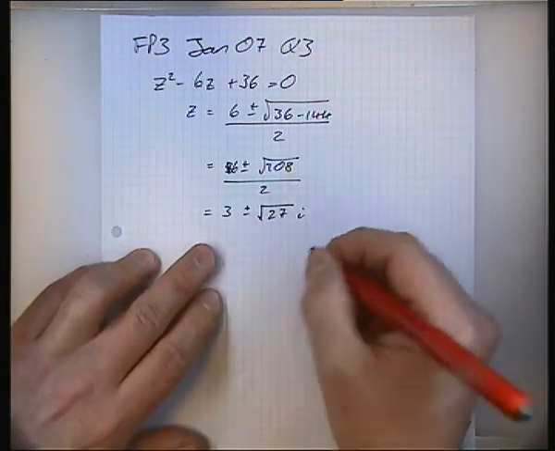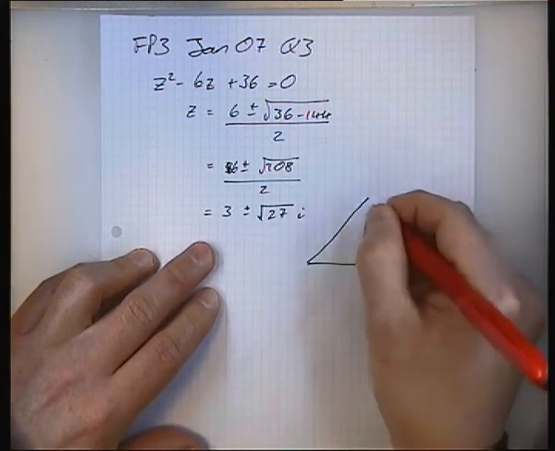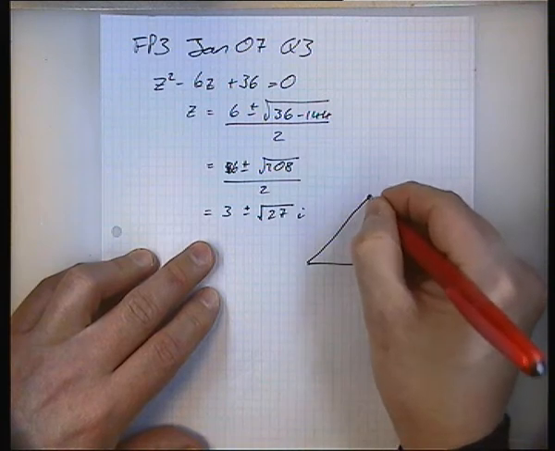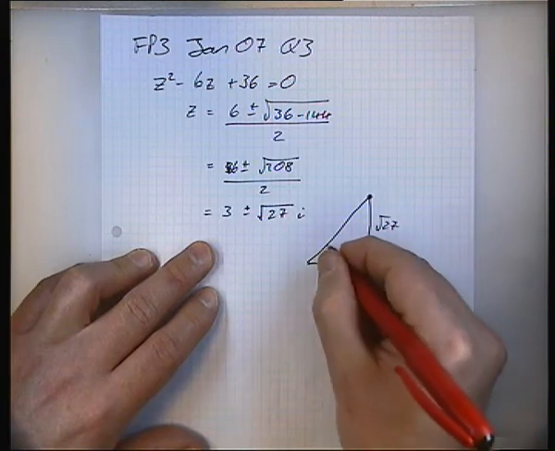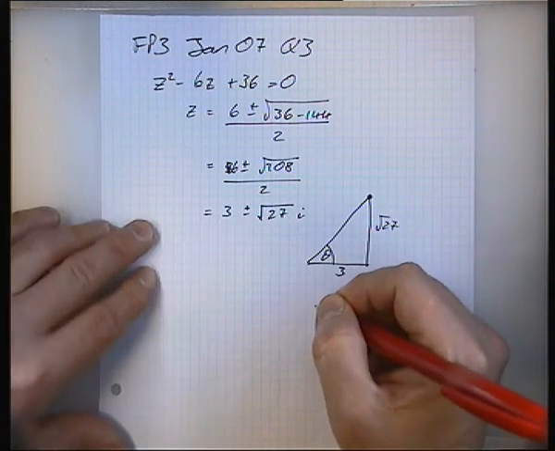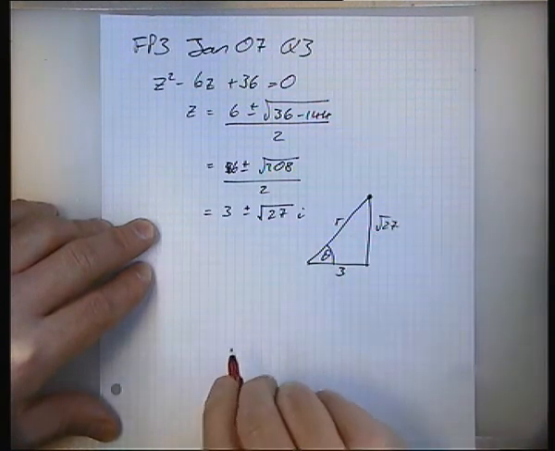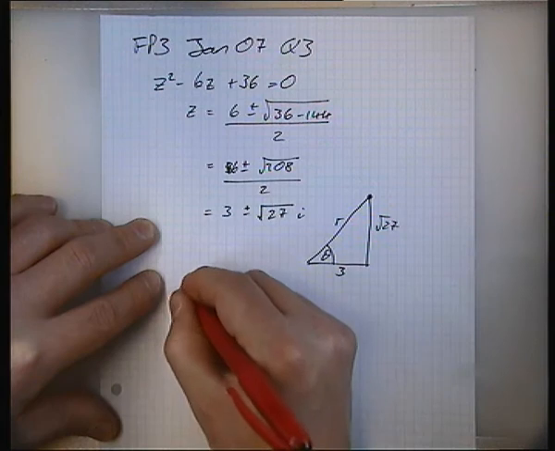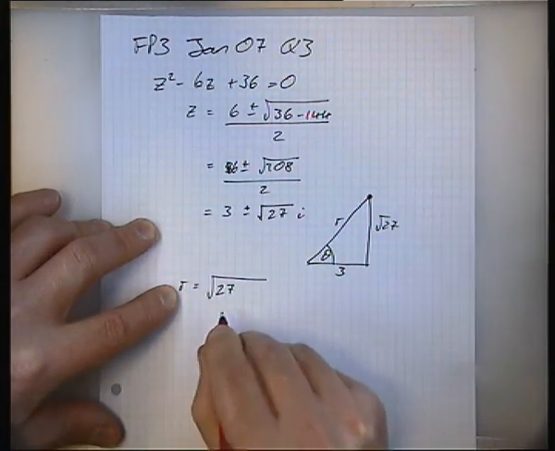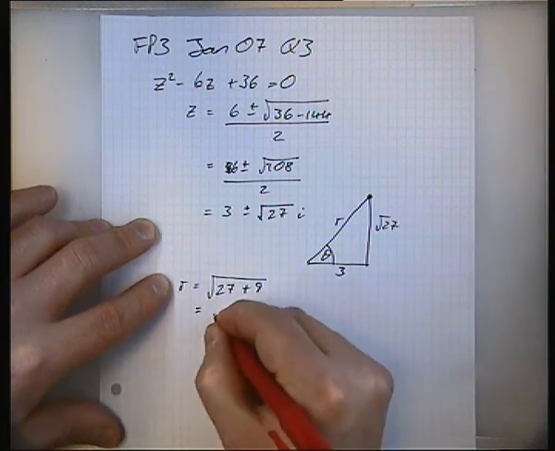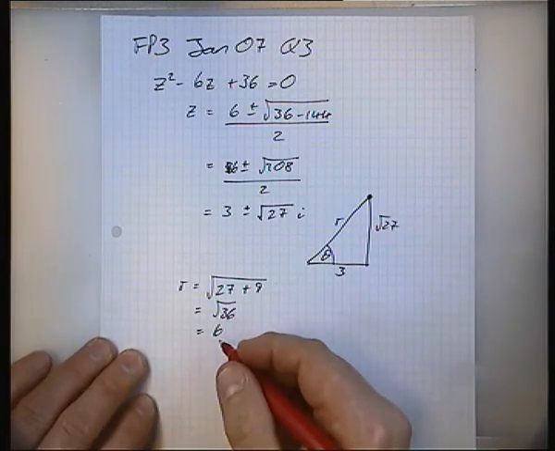Now at this point, let's draw ourselves a little diagram. Get our head around what this looks like. So our point's going to be there. We've got root 27 on the imaginary axis, 3 on the horizontal. We're going to want the argument there, theta, and the modulus, the length r up there. Now, that r is going to equal, by Pythagoras, root of 27 plus 9, which is root 36, which is 6, reassuringly whole number there.